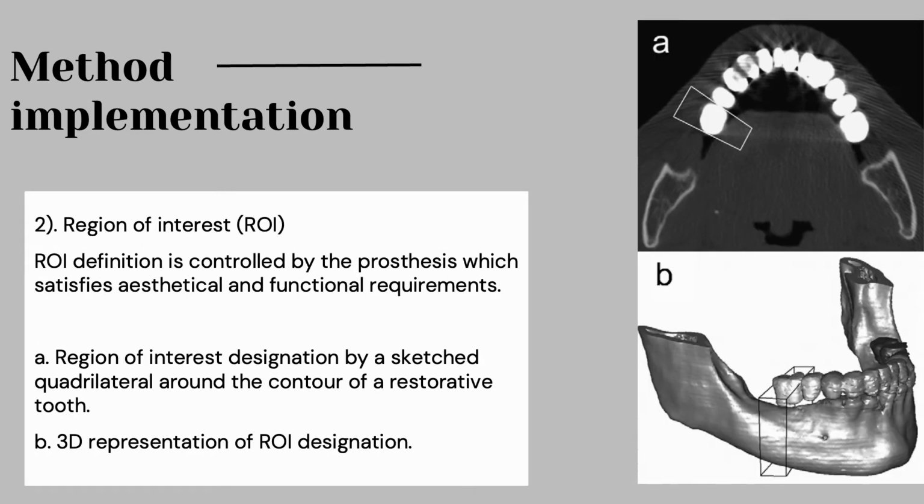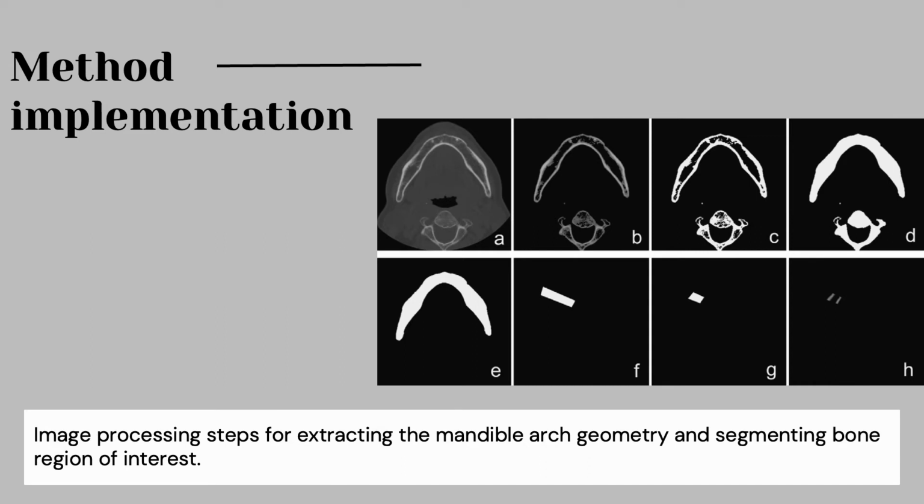Region of interest definition is controlled by the prosthesis, which satisfies aesthetical and functional requirements. In picture A, as we can see, the region of interest is designated by a sketched quadrilateral around the contour of the restorative tooth, and in picture B, a 3D representation of the ROI designation. In this image, processing steps for extracting the mandible arch geometry and segmenting the bone region of interest.